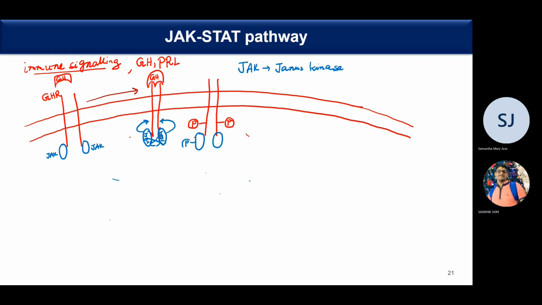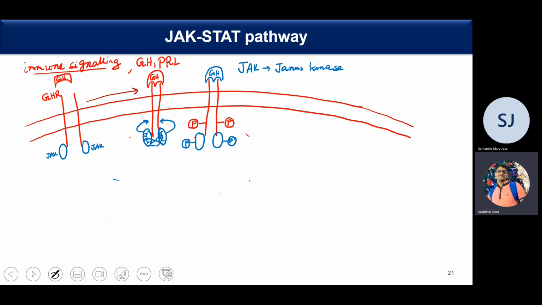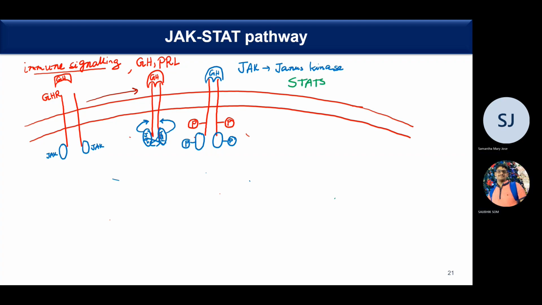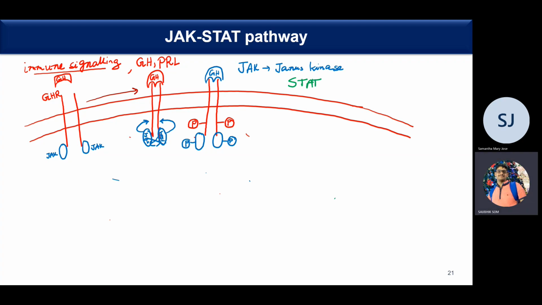They are also now phosphorylated. Now, this is the growth hormone, the GH. Now, these Jak proteins, these phosphorylated Jak proteins, are now bound by a protein known as STAT. So these are the STAT proteins. The Jak proteins again phosphorylate and activate these STAT proteins.